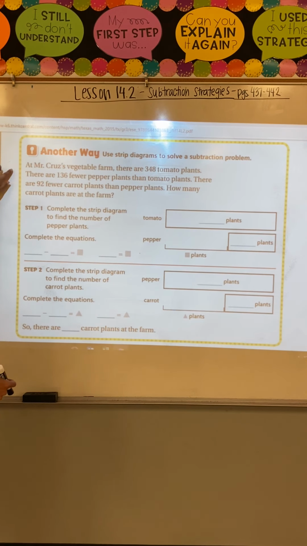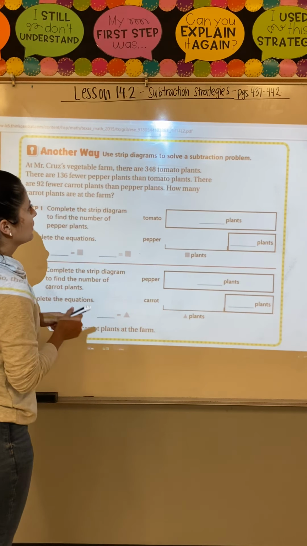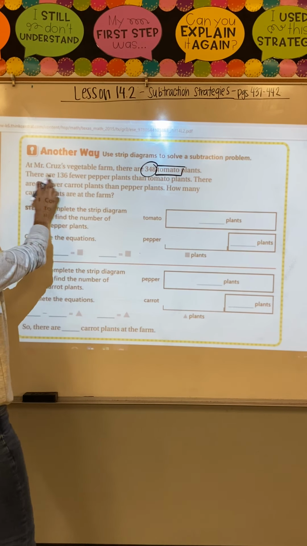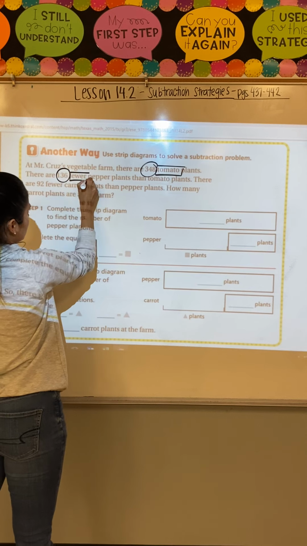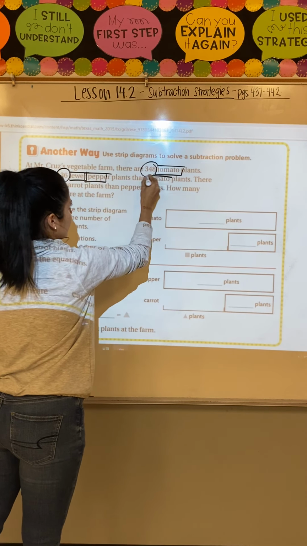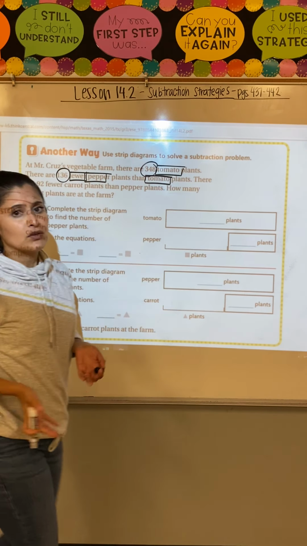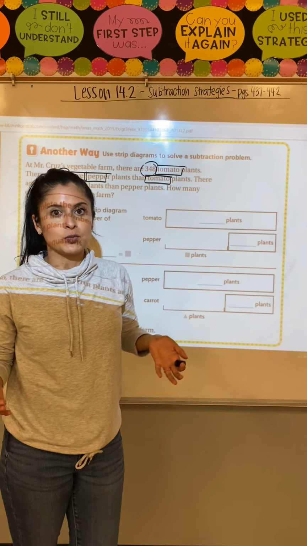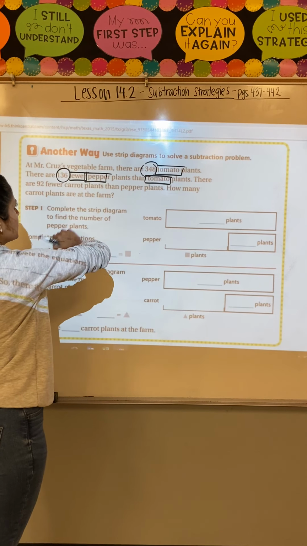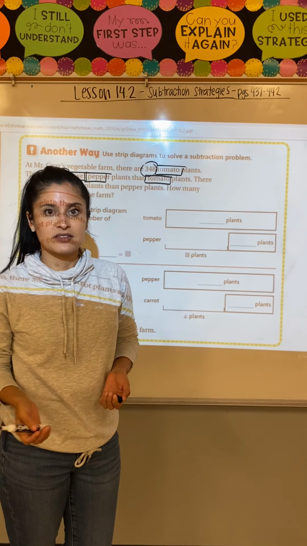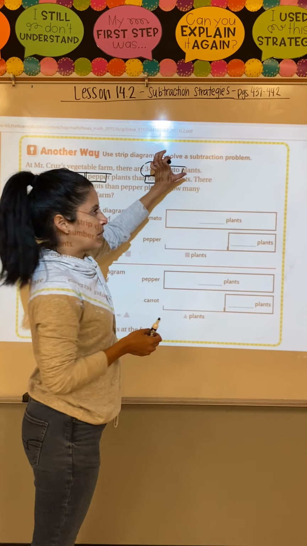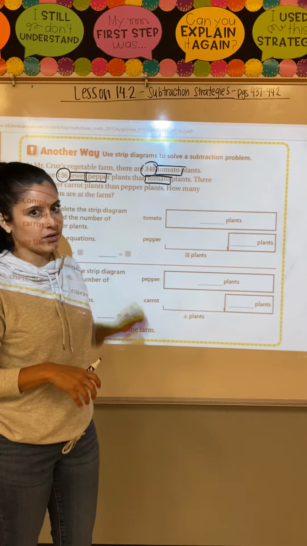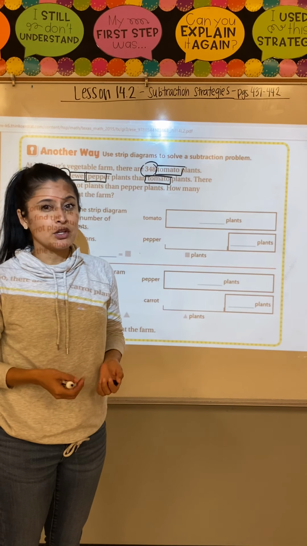All right, at Mr. Cruz's vegetable farm, there are 348 tomato plants. There are 136 fewer pepper plants than tomato plants. Now, let's stop right here. We're already talking about two different types of vegetables. We're talking about tomatoes and we're talking about pepper plants. Now, they gave us the amount of tomato plants, but did they give us the amount for pepper plants? Well, they gave us a really good clue.